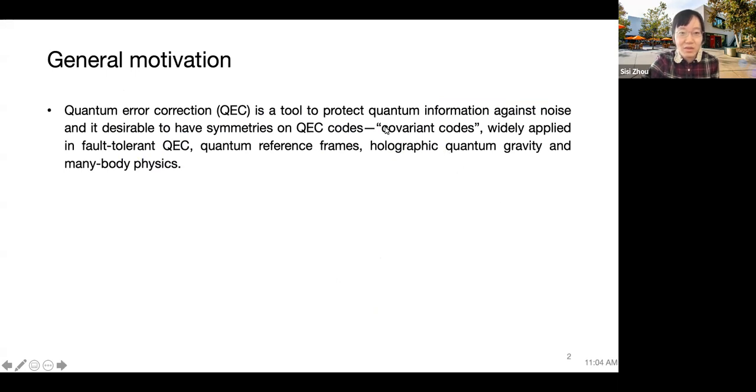We know that quantum error correction is a tool to protect quantum information against noise. In many cases, it is desirable to have symmetries on an error correcting code. For example, if a code respects a certain type of symmetry, we can call it a covariant code. The interface between error correction and symmetries could be widely applied in many different scenarios, like fault-tolerant quantum computing, quantum reference frames, holographic quantum gravity, and many-body physics.